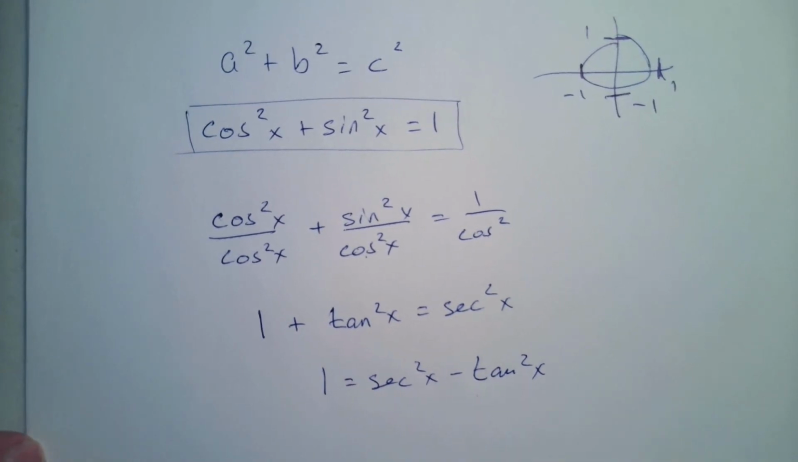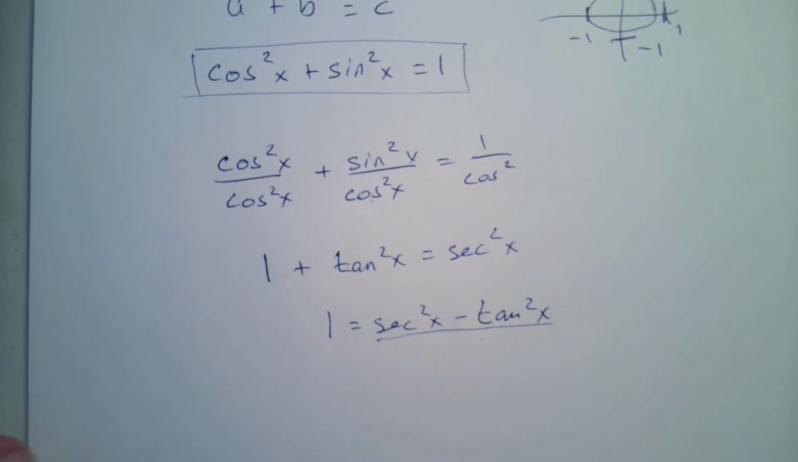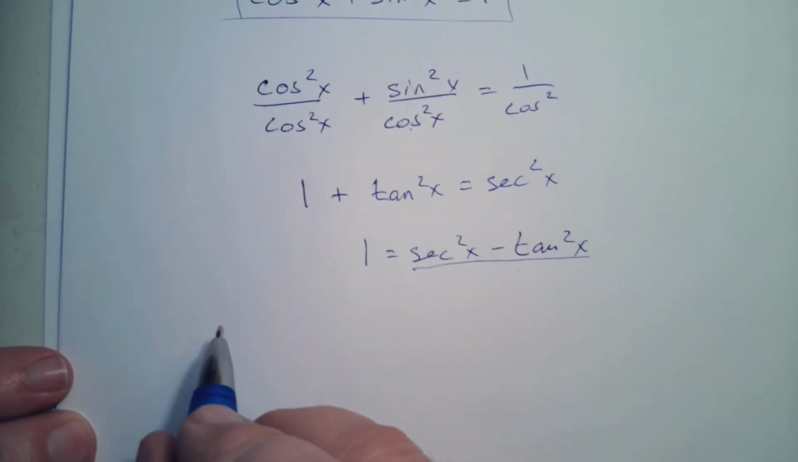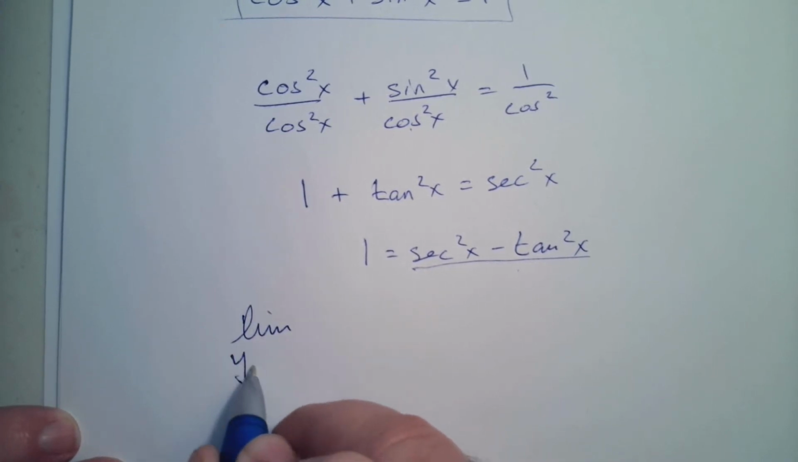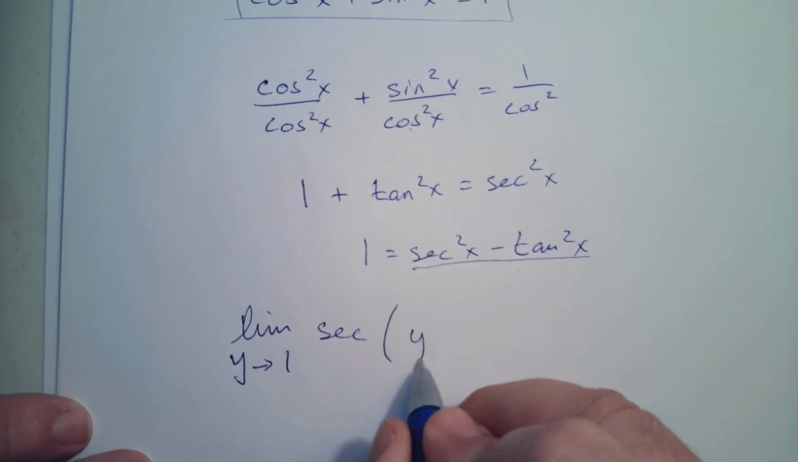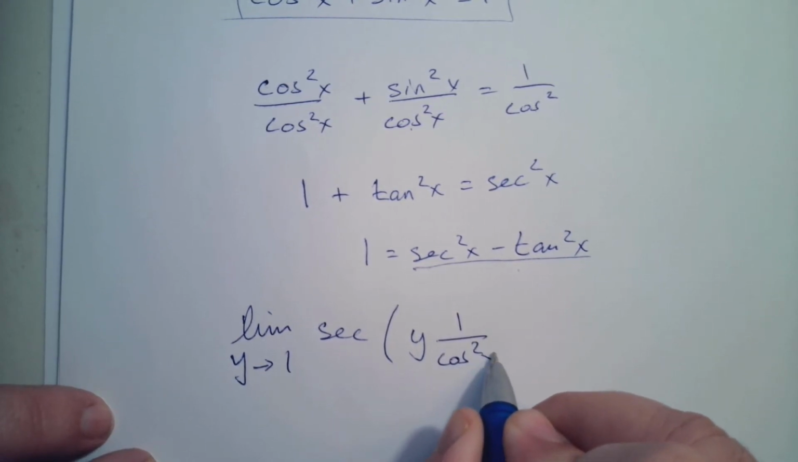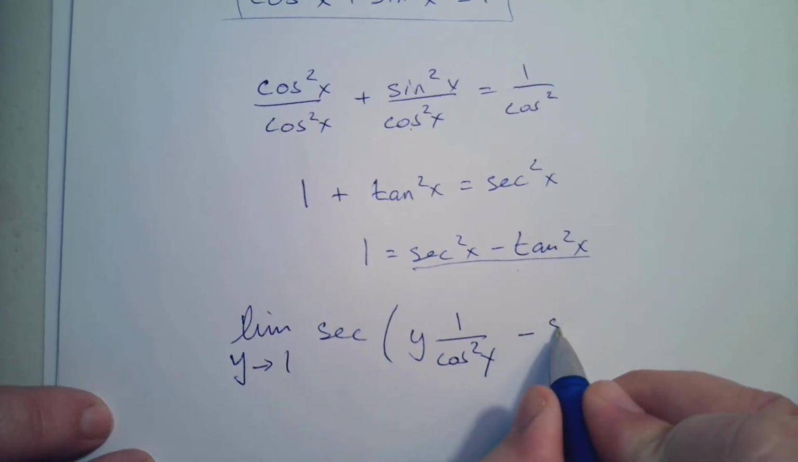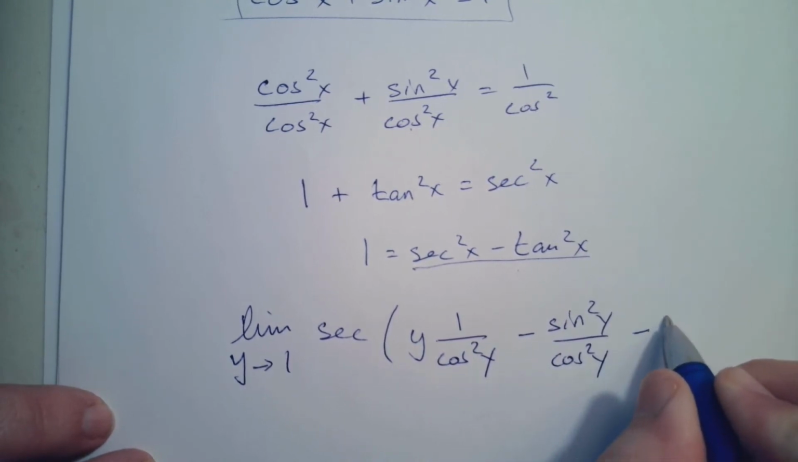Why is that important? Because in our equation, we have secant squared minus tangent squared. Oh, but there's a y in front of it. So that doesn't work. So the limit as y approaches 1 of secant of y, 1 over cosine squared y, sine squared over cosine squared minus 1.